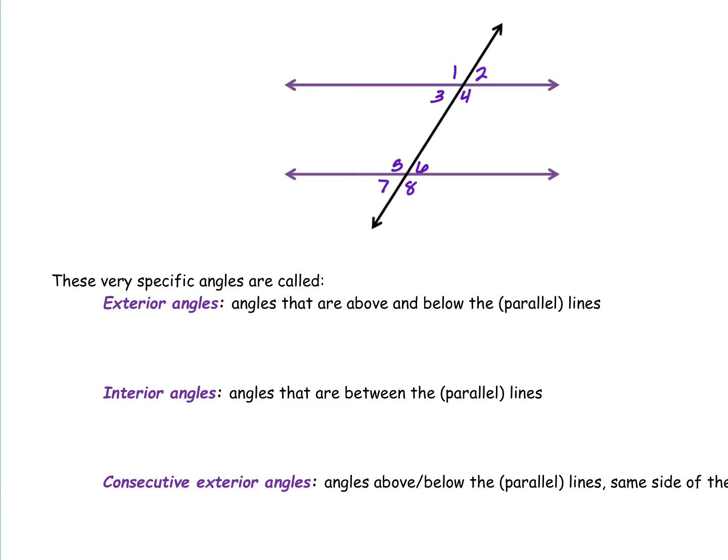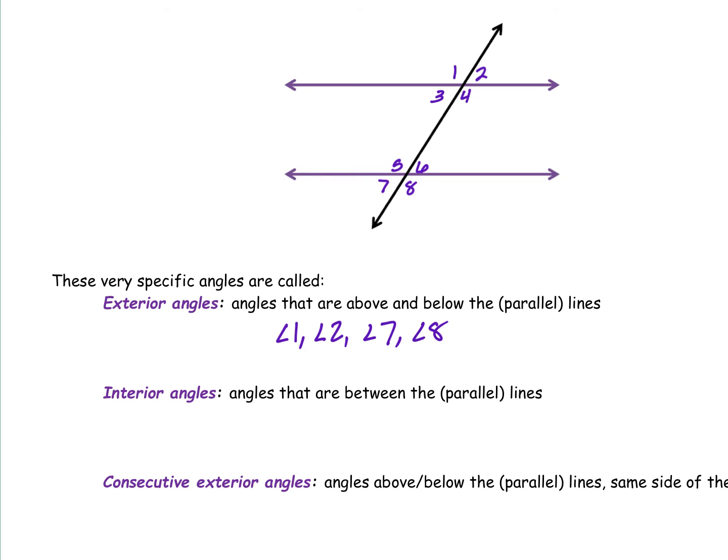Okay, so exterior, so on the outside of the parallel lines. Let's talk about that definition. On the outside of the parallel lines. So which ones are on the outside of the parallel lines? 1, 2, 5, and 6. 1 and 2, yes, I would agree with. They're on the outside of the parallel lines. Oh, 1, 2, and 7, 8. There we go. So angle 1, angle 2, angle 7, and angle 8.